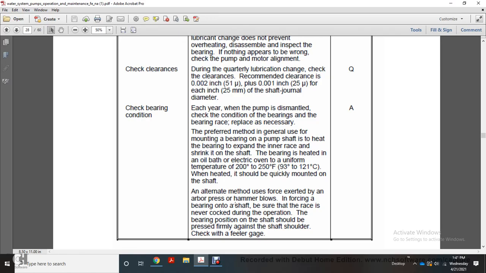Check the bearing race and replace if necessary. The preferred method of mounting the bearing on the pump shaft is shrink fit: the bearing expands with the inner race, then shrinks onto the shaft when the bearing is heated in an oil bath or electrical oven at a uniform temperature of 200 to 250 degrees. When heated, it should be quickly mounted on the shaft. An alternative method uses force exerted by an arbor press or hammer blows, forcing the bearing onto the shaft. Be sure the race is never cocked during the operation. The bearing should be pressed firmly against the shaft shoulders.